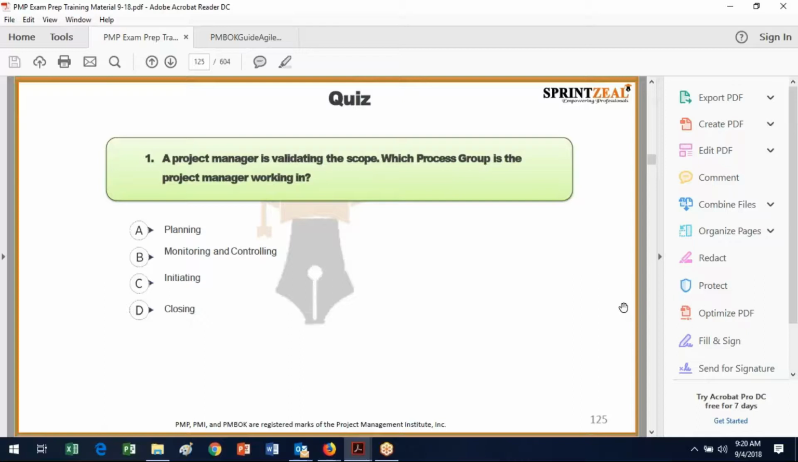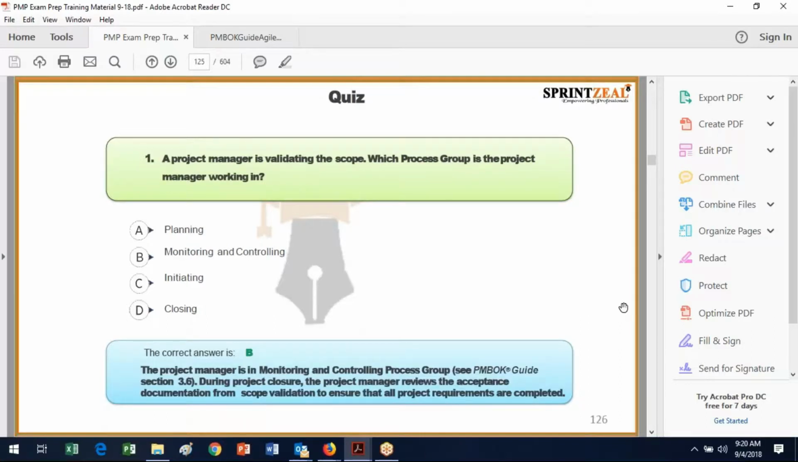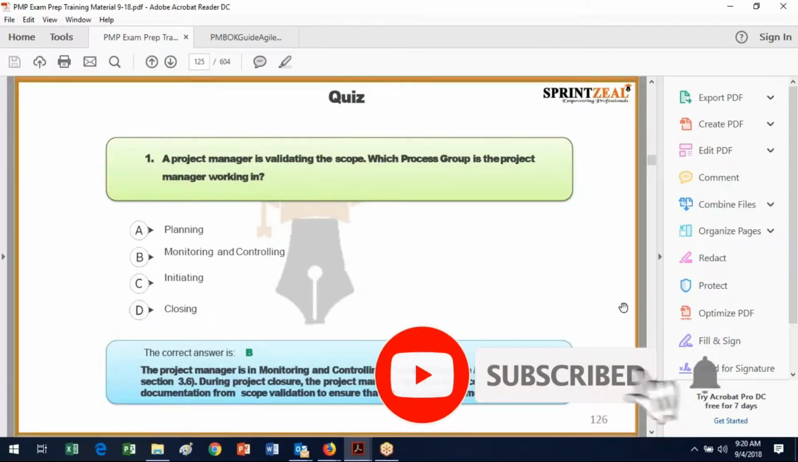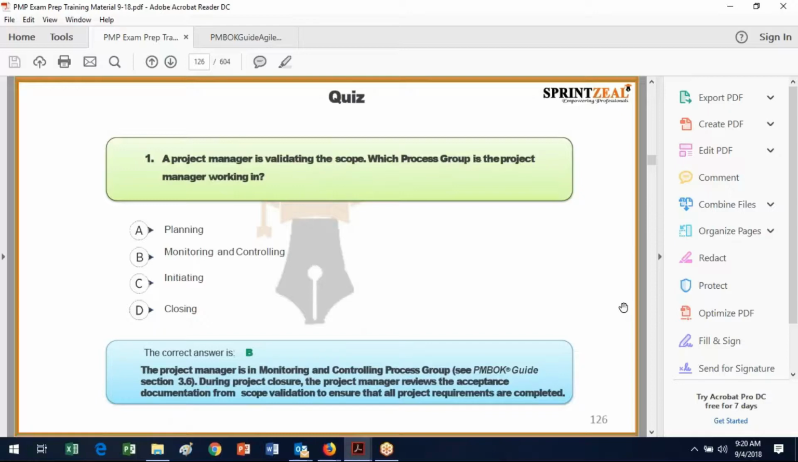C. Did you say C as in Charlie? Yes. Okay, the actual answer is B as in Bravo. Oh, you know, you're right. And validating scope is actually the worst named process of the 49 processes. I'm going to give you that one.